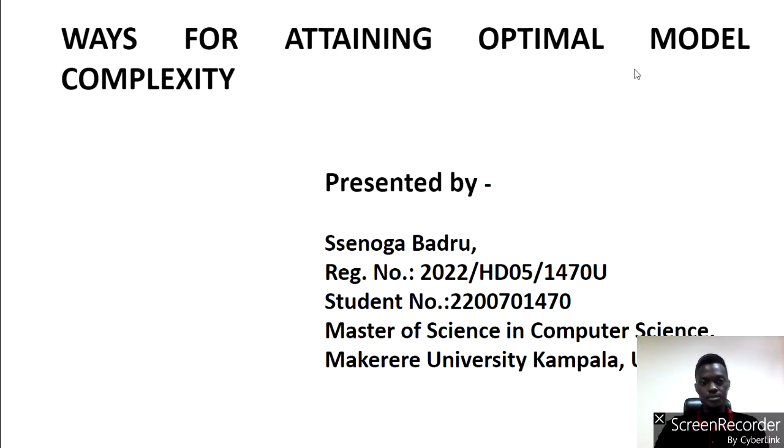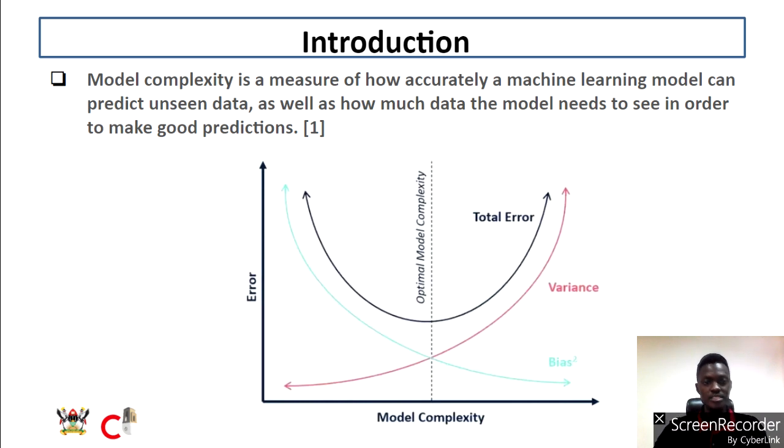Badru Ssenoga, and I'm here to present more ways for attaining optimal model complexity. To know this, you need to first know what model complexity is. One of the things we need to know as we start this topic is what is bias, what is variance, and then you're able to tell what is high bias and what is high variance. When you know this, you'll be able to easily understand how we can attain optimal model complexity.